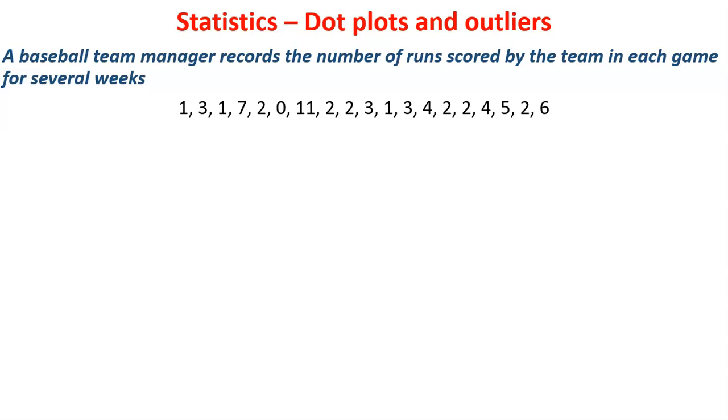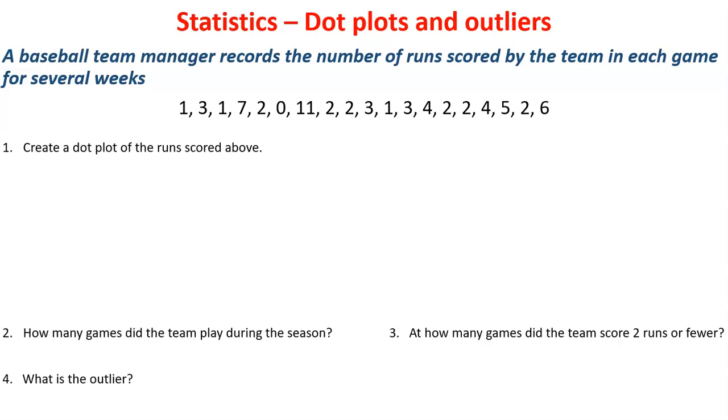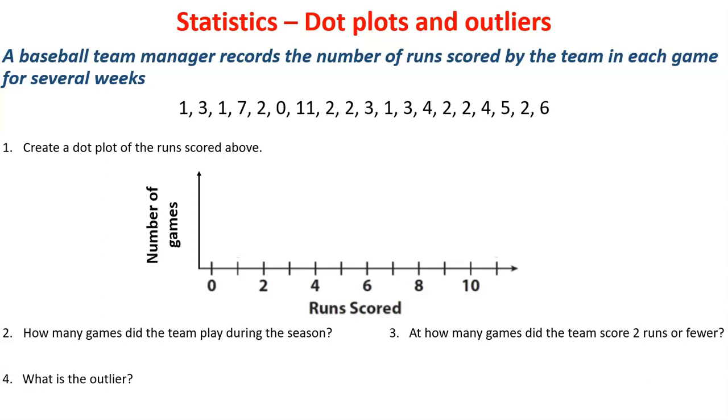So what are we going to do with this data? Well, it says create a dot plot of the runs scored below. So the first thing we need to do is identify our axes. Reading the information, it talks about records the number of runs. So one of our axes is going to have the number of runs scored by the team for each game, and the other one's going to be number of games. Okay, so let's go and have a look and see how we would do this.